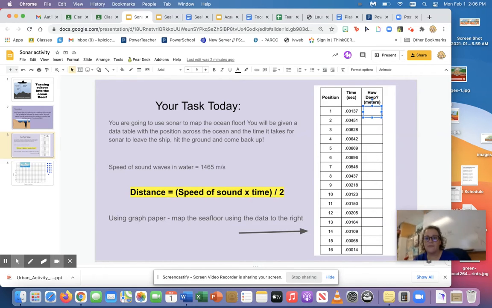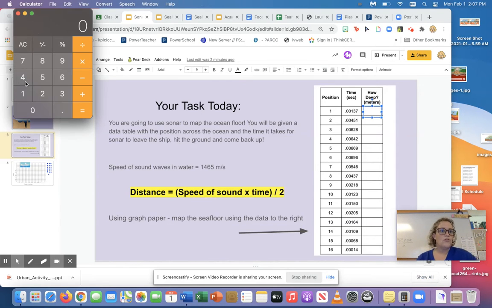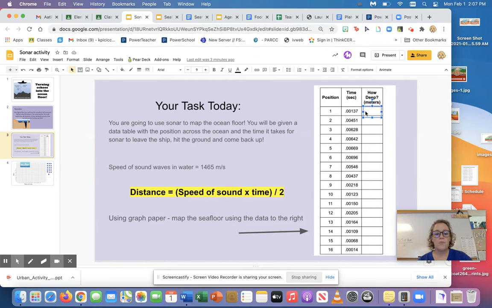Okay, so let's try that formula. I'll show you on my calculator, so watch carefully. I'm going to do 1465, that's the speed of sound, times the time, so 0.00137. I'm going to hit equal, and then I still have to divide by 2. Then I'm going to take a really close number, and it looks like it's just about 1. So I'm going to put 1 meter. Then what I have to do is graph that. I'm in position 1, and when I did the sonar, the water was 1 meter deep.